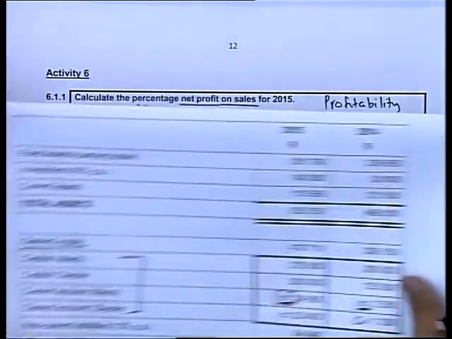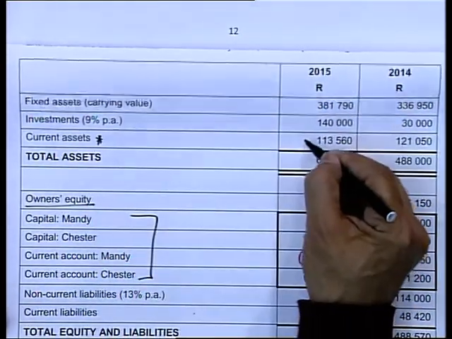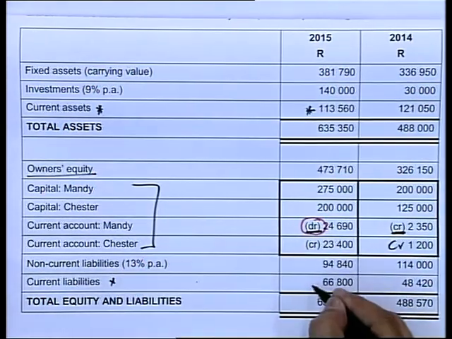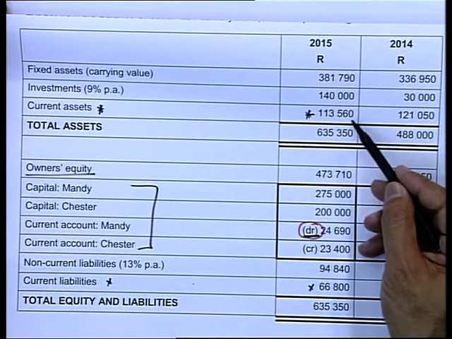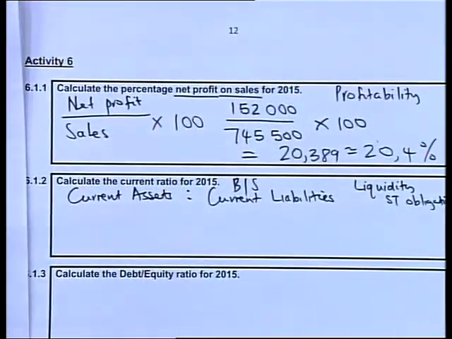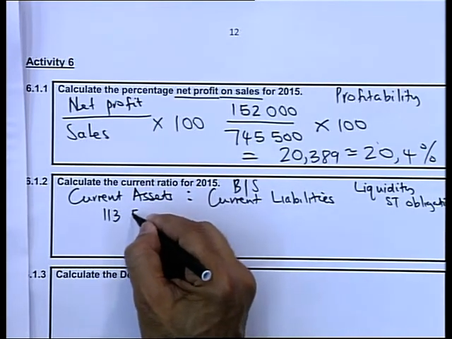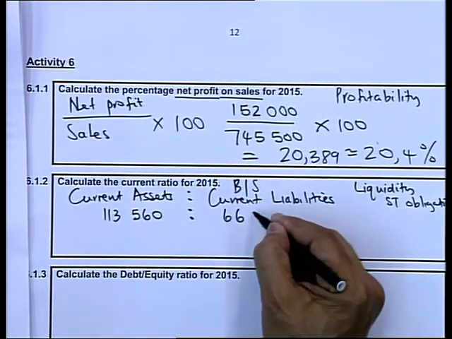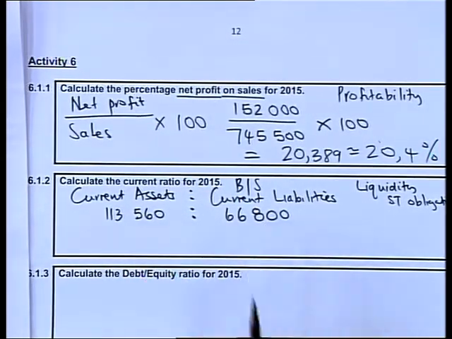So quickly, we have the information in front of us. Here we have the balance sheet. There's my current assets. So I'm looking for that total. There's my current liabilities. I'm looking for that total. So as it stands, it's 113,560 is to 66,800. Current assets, 113,560 is to 66,800. Right, that's the current assets, that's the current liabilities.